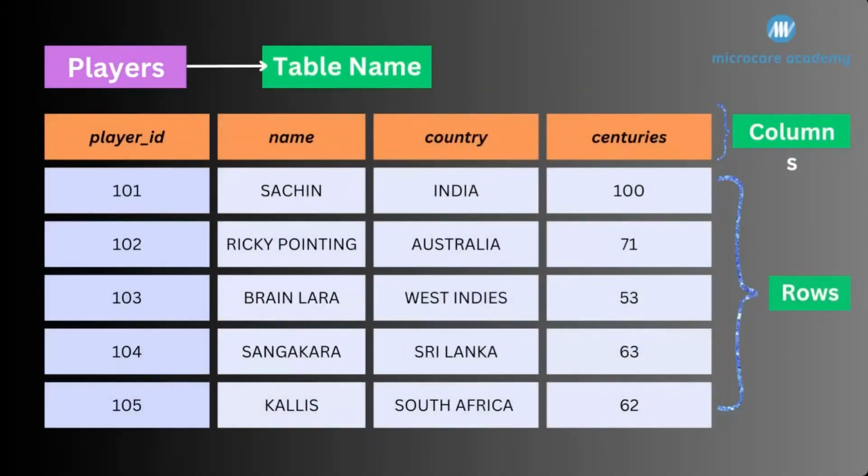Tables. In RDBMS, data is stored in tables, with each table consisting of a set of rows and columns. The column represents attributes of the data, while the row represents individual records. So here, in the players table, every column represents attributes of players, and each row represents an individual player's data.